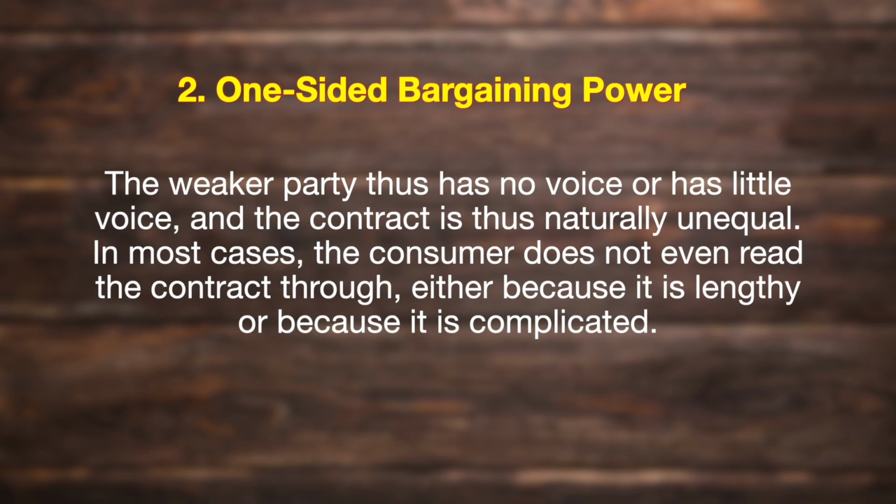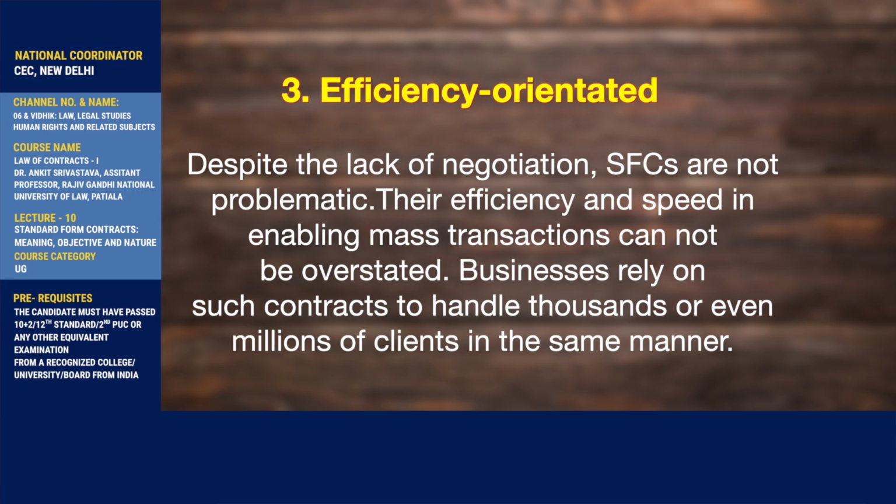The third is efficiency oriented. Despite the lack of negotiation, standard form contracts are not problematic. Their efficiency and speed in enabling mass transactions cannot be overstated. Businesses rely on such contracts to handle thousands or even millions of clients in the same manner. Standardization reduces costs, makes compliance simple, and ensures operational uniformity across transactions.